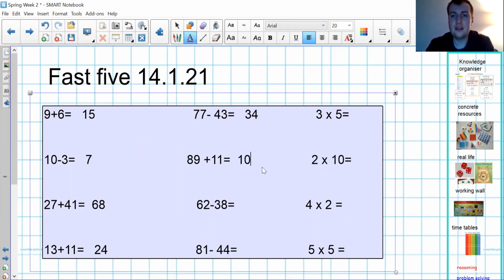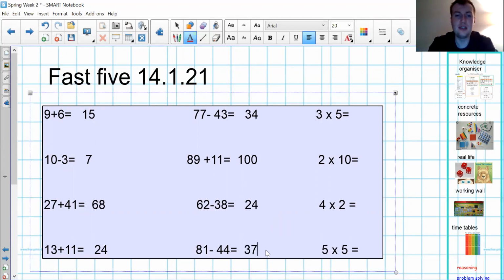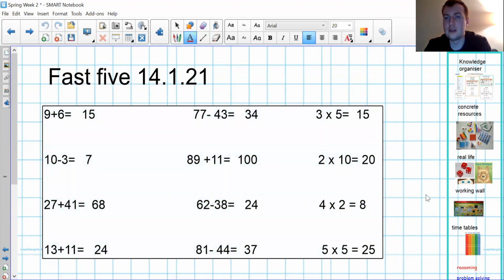89 plus 11, the bigger 100. 62 take away 38 is 24. 81 take away 44 is 37. Now we're into our times, where we should have done our groups and our dots. So 3 times 5 is 15. 2 times 10 is 20. 4 times 2 is 8. And 5 times 5 is 25.